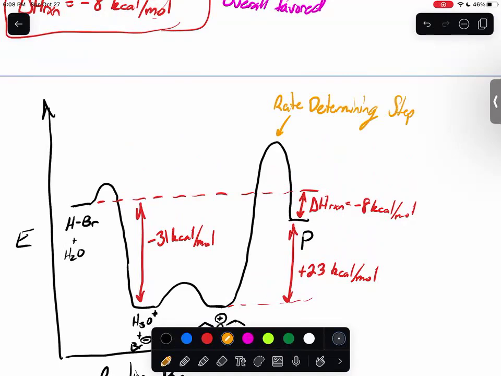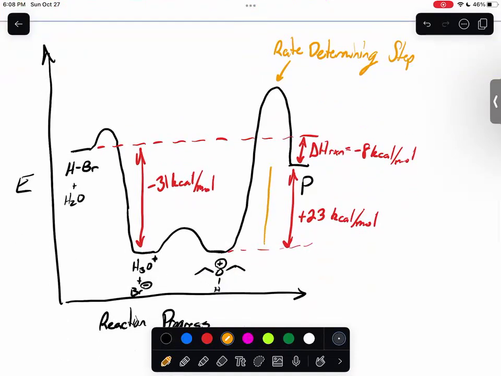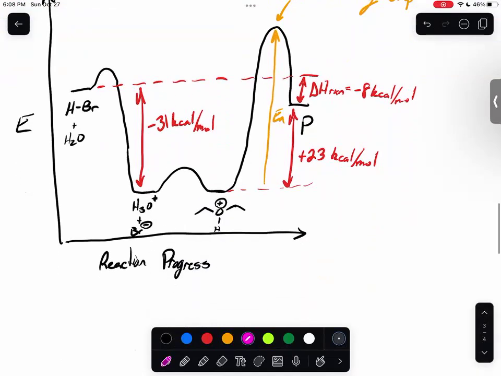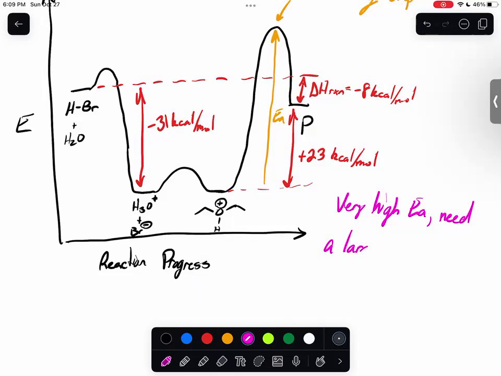So what does that actually mean for our reaction, right? What it means is that we have a very high activation energy right here that we need to get over. So anytime we have a very high activation energy, we need a large amount of heat, right?